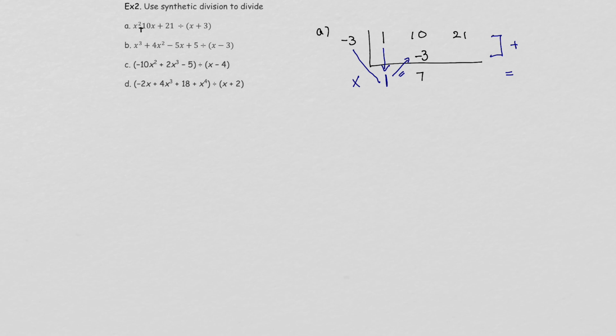7. Again, you're going to do negative 3 times 7 and write it there. So negative 3 times 7 is negative 21. And add those two lines, that will give me 0. What does this 0 mean? This 0 means this is factored, no remainder, right? So that means negative 3 is going to be one of the solutions of this polynomial function because it's factored without a remainder.